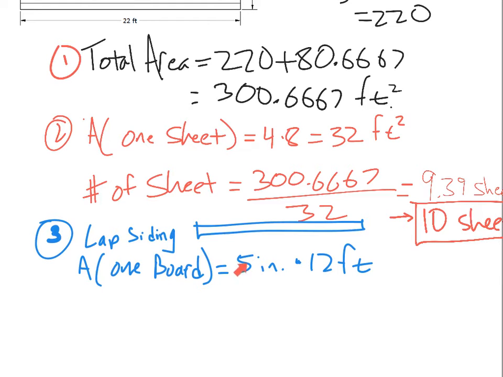So 5 inches. Well, 5 inches is less than a whole foot, right? If we do this in fractions, it makes life really easy. 5 inches is what fraction of a foot? Hopefully you're thinking it's 5/12. Okay, so instead of saying it's 5 inches, let's say it's 5/12 of a foot by 12 feet. Now, this is just going to cancel. We can go to our calculator and do this, but it's 5 divided by 12 times 12. This is just going to be 5.